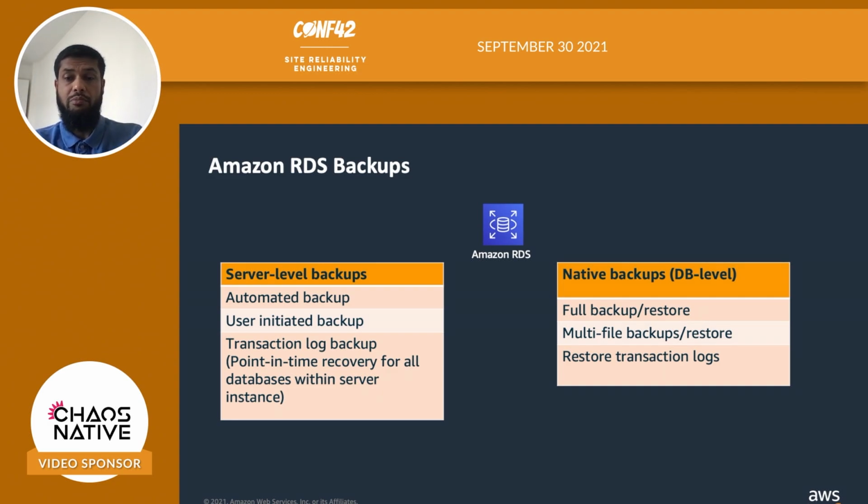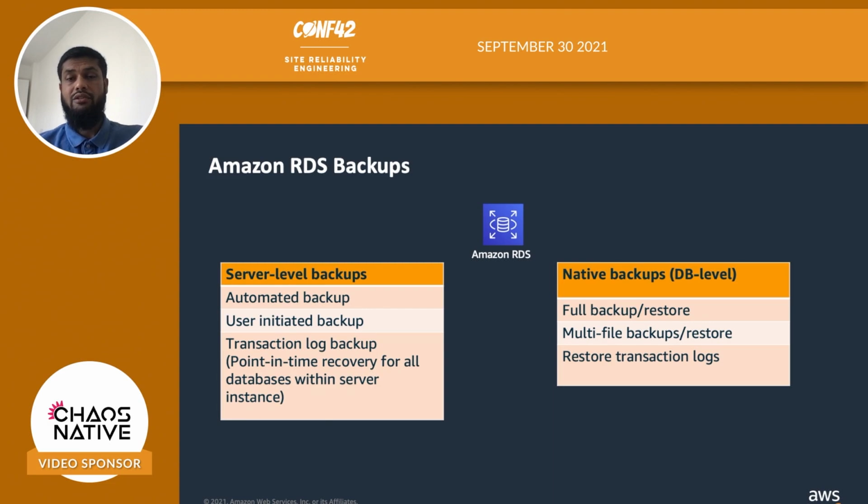In this case, RDS spins up a new SQL Server instance, restores the last backup from the specified time, and then replays the transaction logs up to a specified point in time. And the end result is you have an RDS SQL Server instance with all the databases restored to a specified time. Now, RDS also supports native backups for individual databases.